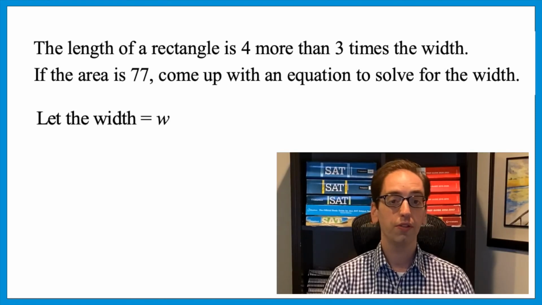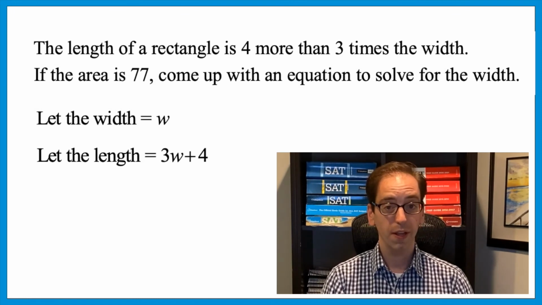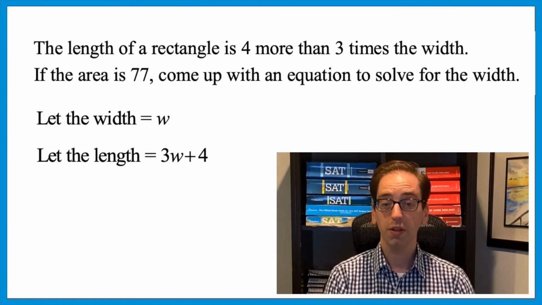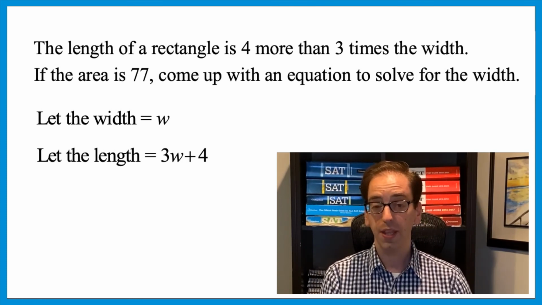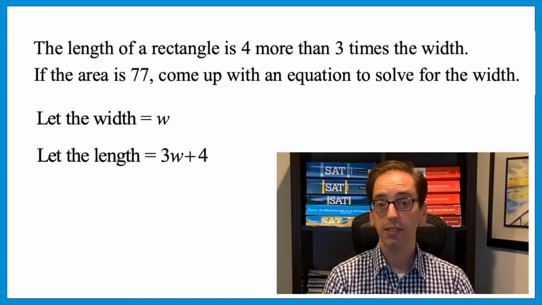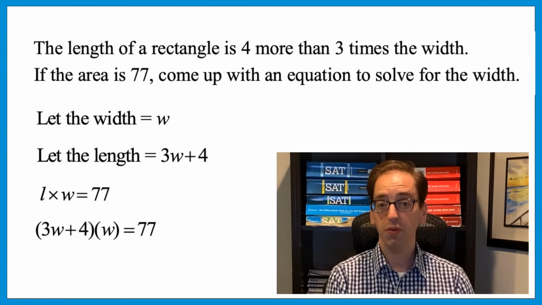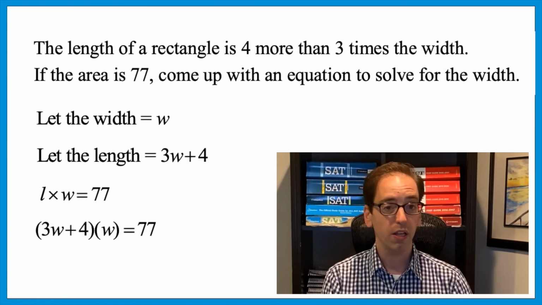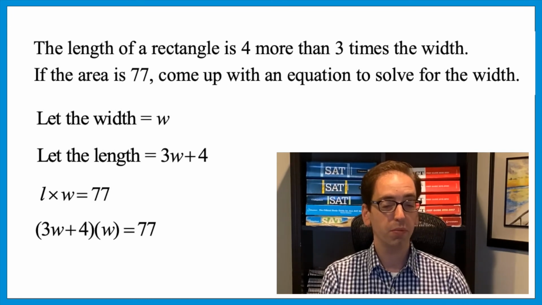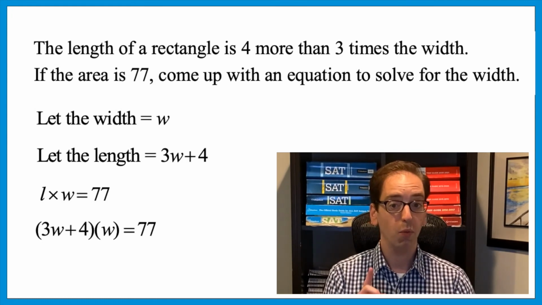So we can call the width W for width, and we could call the length L, but it's far better to call the length 3W plus 4. That way it means that it's 4 more than 3 times the width. And now we can use that in the expression for area. If area is length times width, we could say length times width is 77, but then substitute in 3W plus 4 times W equals 77. And I won't even make it go any further to solve, but the point is, calling it 3W plus 4 is infinitely better than calling it L. It's all about having one variable.